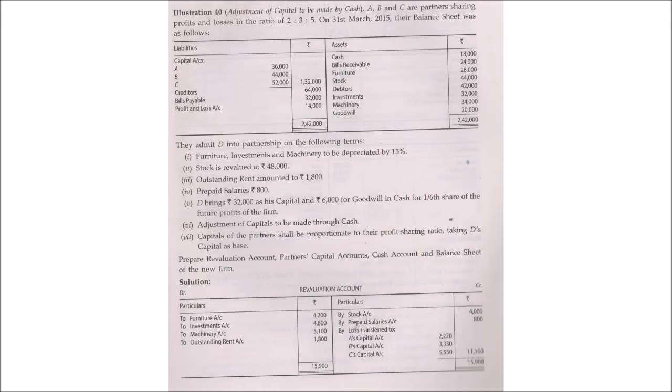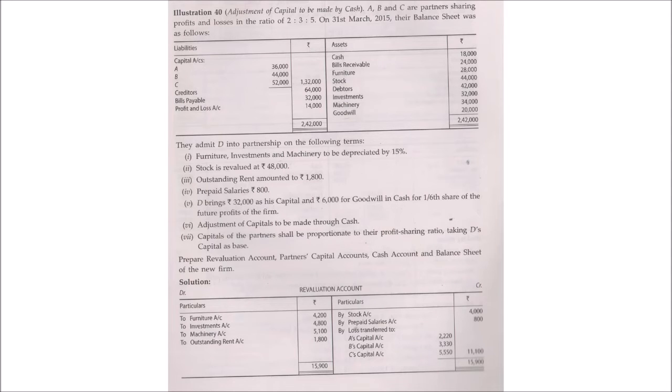Now asset side. Cash rupees 18,000. Bills receivables rupees 24,000. Furniture rupees 28,000. Stock rupees 44,000. Debtors rupees 42,000. Investments rupees 32,000. Machinery rupees 34,000 and goodwill rupees 20,000. Balance sheet total 2,42,000 rupees.